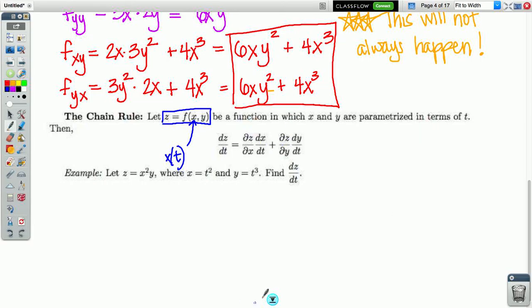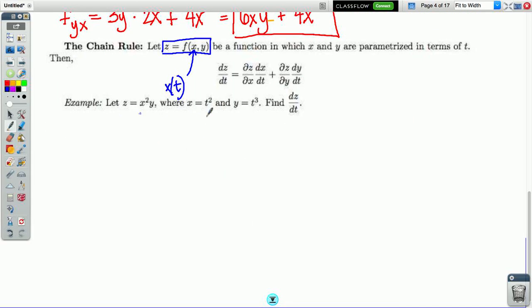You can use the formula to do this, but I'm just going to talk this one out, kind of like we just talked about that. So if I want to find the derivative in this case of z with respect to t, I'm going to first go through and differentiate this whole function with respect to x. Now when I'm finding the partial of this with respect to x, remember y is just a constant, so I only differentiate the x portion of this, which is just 2x, and then y just sort of hangs out there.